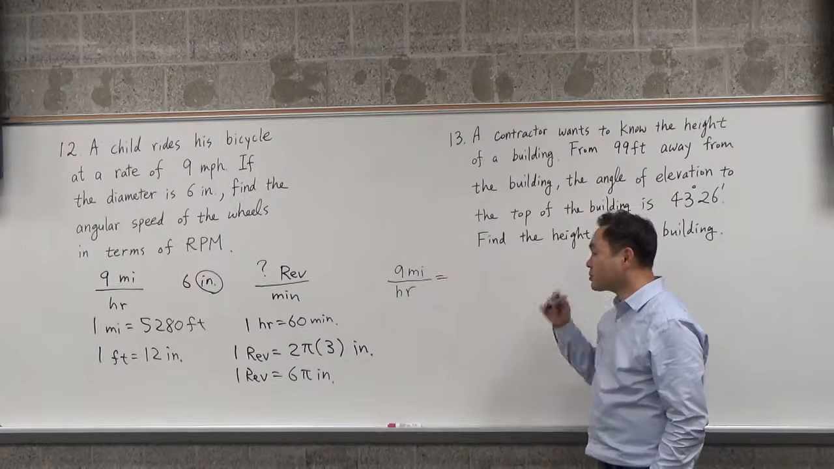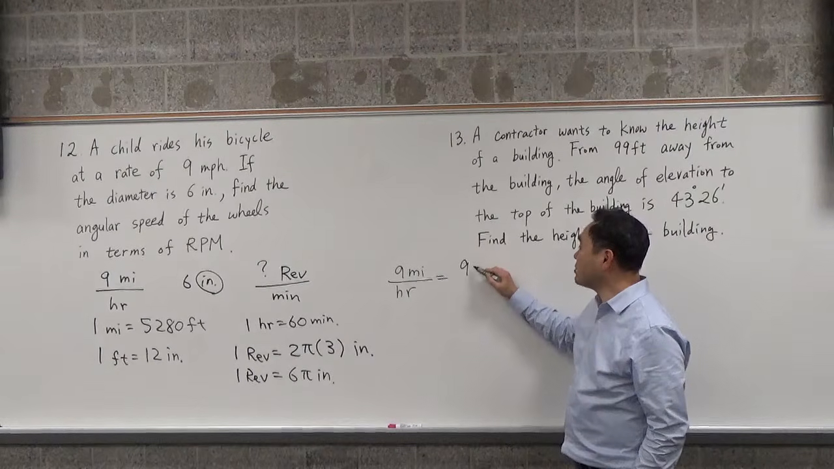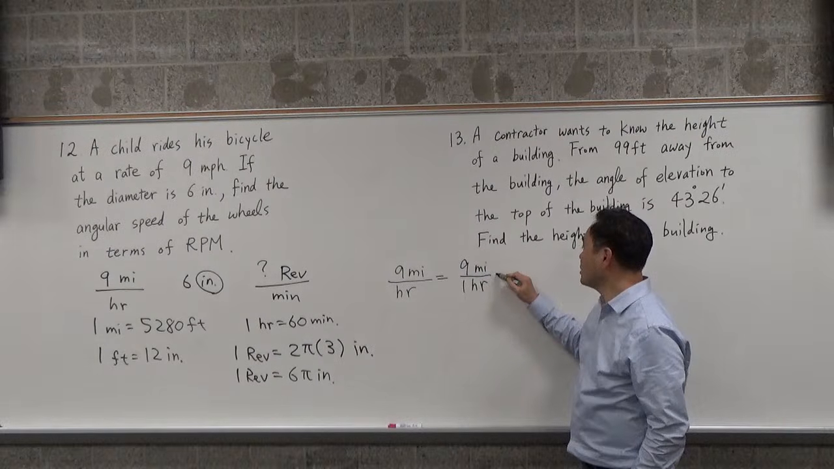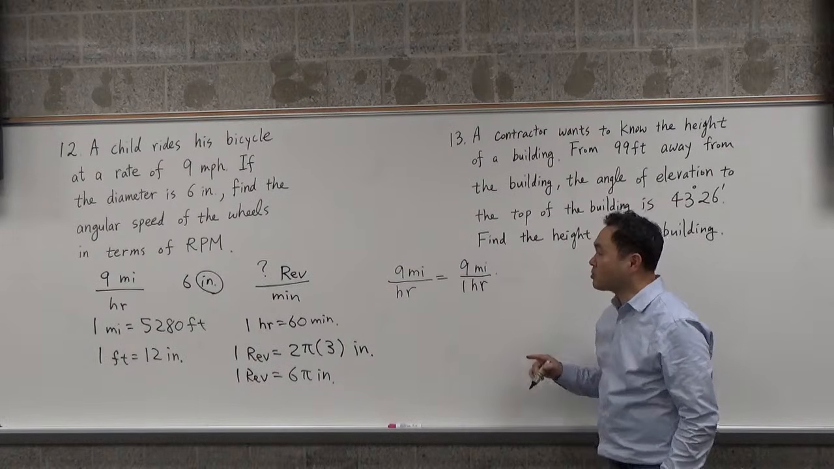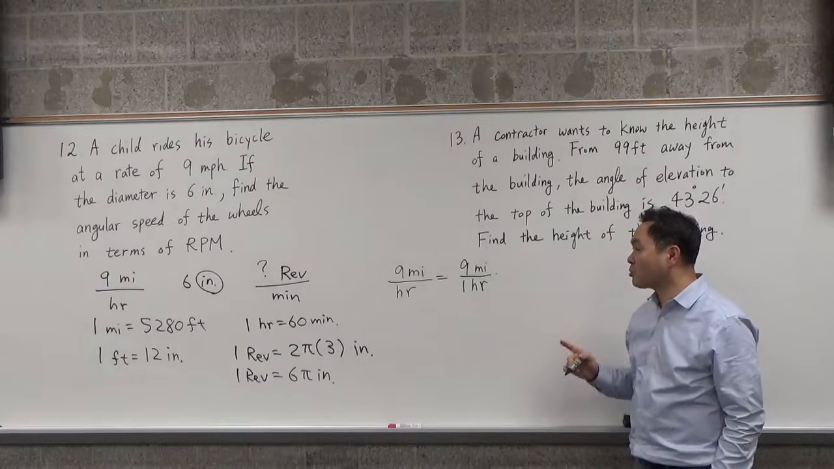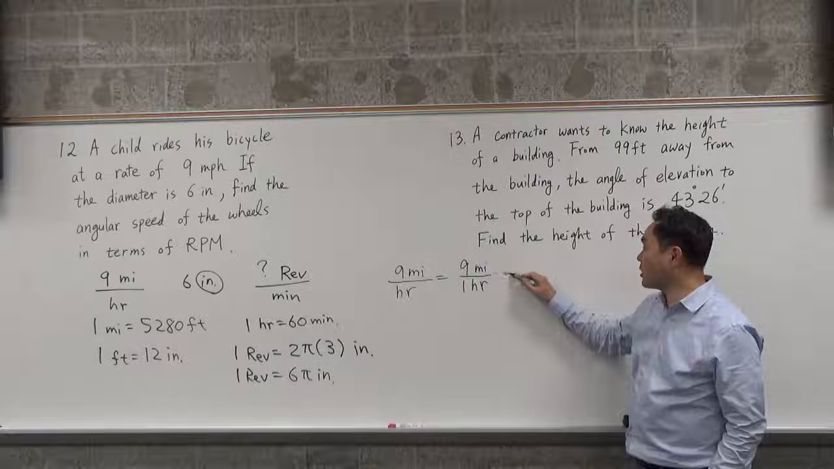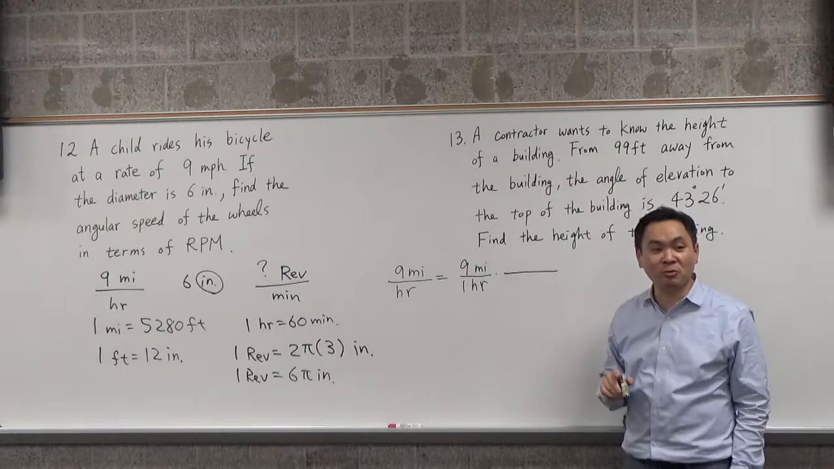Good. All right, so you have 9 miles per hour multiplied by, okay, so my first goal is to change miles into feet. How do I do that? What do I multiply this by? To go from miles to feet, what do I do?